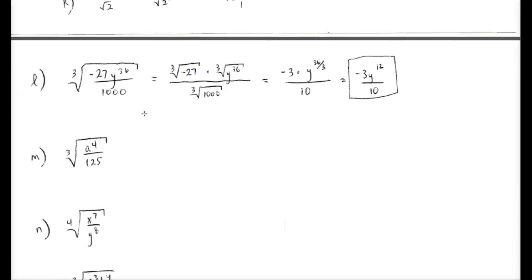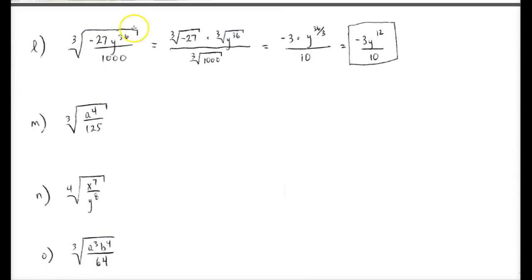For our next example here, we see that we have cube root of negative 27y raised to 36 over 1,000. So using the product and quotient rules, we can rewrite this as cube root of negative 27 times cube root of y raised to 36, all divided by cube root of 1,000. And so we know that cube root of negative 27 is negative 3.